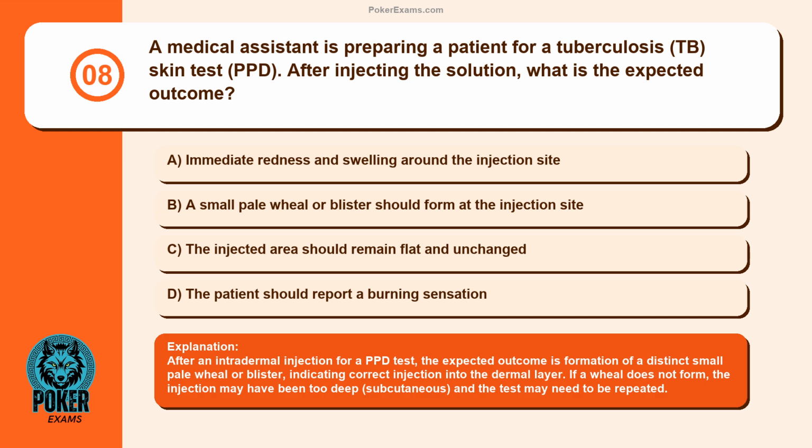After an intradermal injection for a PPD test, the expected outcome is formation of a distinct small pale wheal or blister, indicating correct injection into the dermal layer. If a wheal does not form, the injection may have been too deep, subcutaneous, and the test may need to be repeated.